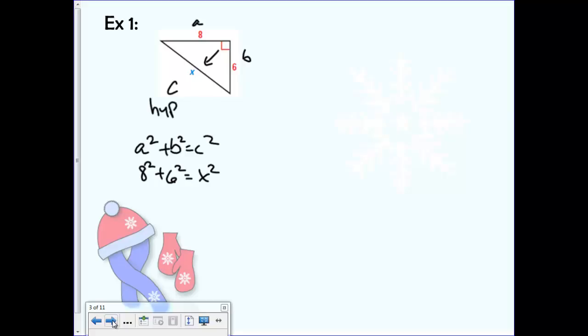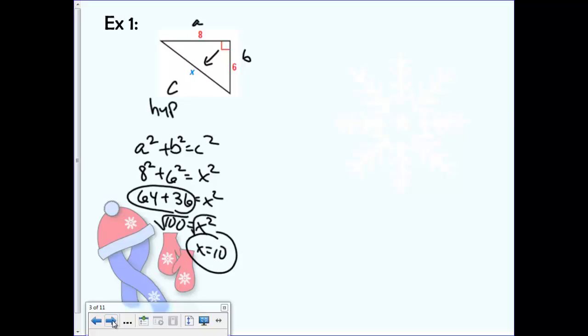Here's a little cheat. We've got our numbers over here on the board already. 8 squared is 64. 6 squared, 36, equals our x squared. If they're on the same side of the equals, we can add them. 64 plus 36, 100 equals x squared, square root, x equals 10. I put it up here, I'm like, oh, it's 10, it's the longest side, that makes sense.